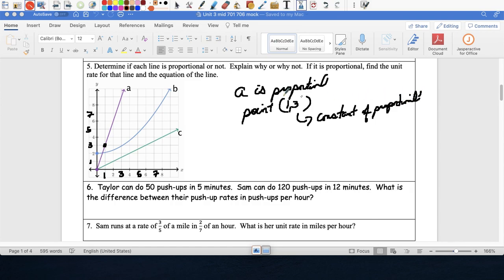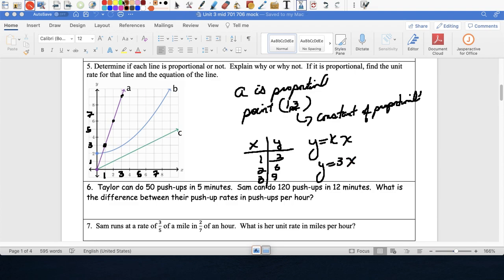Now, if you gather a few more points, just to prove it to you guys, we have x equals 1, y equals 3. If x equals 2, look at that, y equals 6. If x equals 3, we have y equals 9. So notice that it's times 3, times 3, times 3. And there you go. Once you find the unit rate, you find the constant of proportionality, and then you can use that to create your equation. The equation of this line is y equals kx, or y equals 3x.